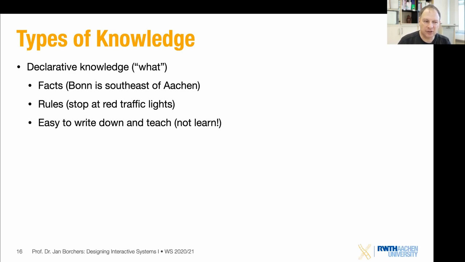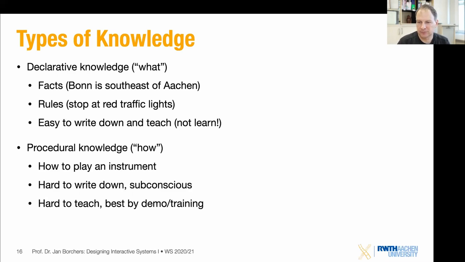The second kind of knowledge is procedural. That's the knowledge that says how something is done, how to play the violin, for example. This is knowledge that is incredibly hard to write down because much of it has to do with the subconscious, with sensory images of certain sensations that we may need to have to do this. Things are playing together with multiple senses at the same time.